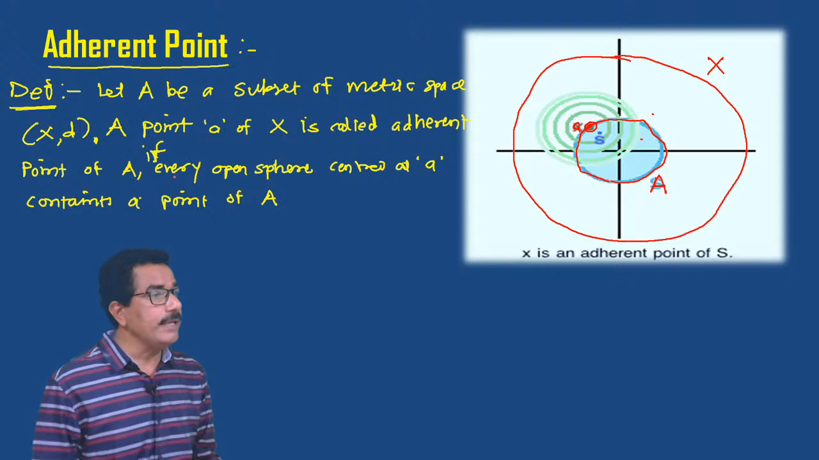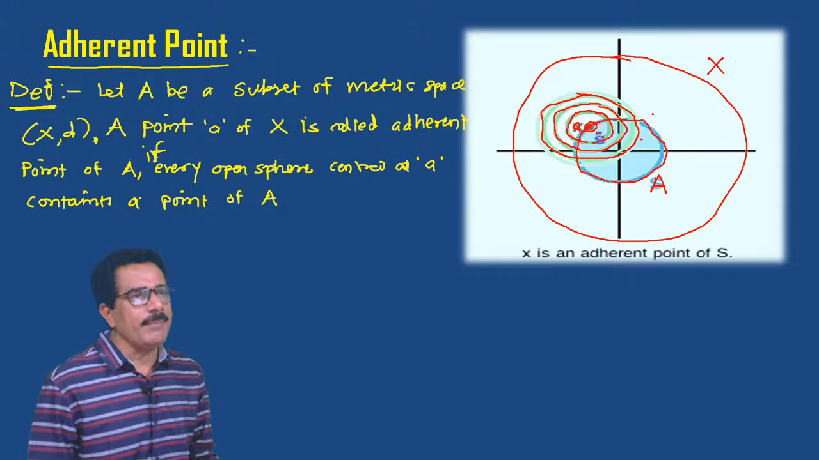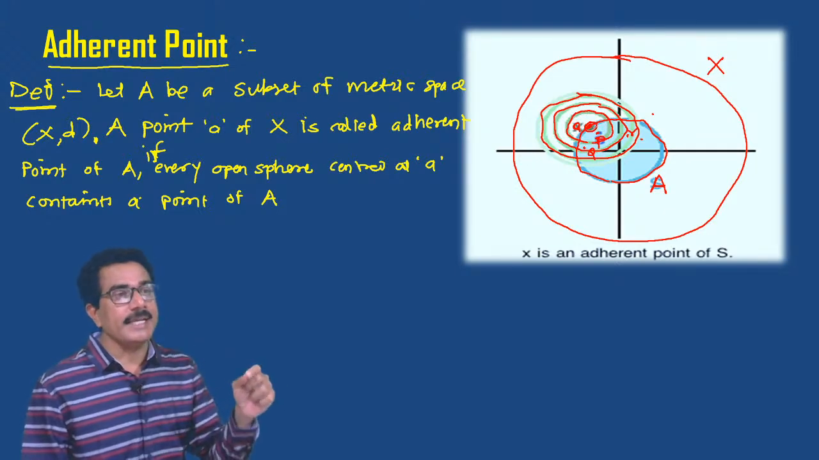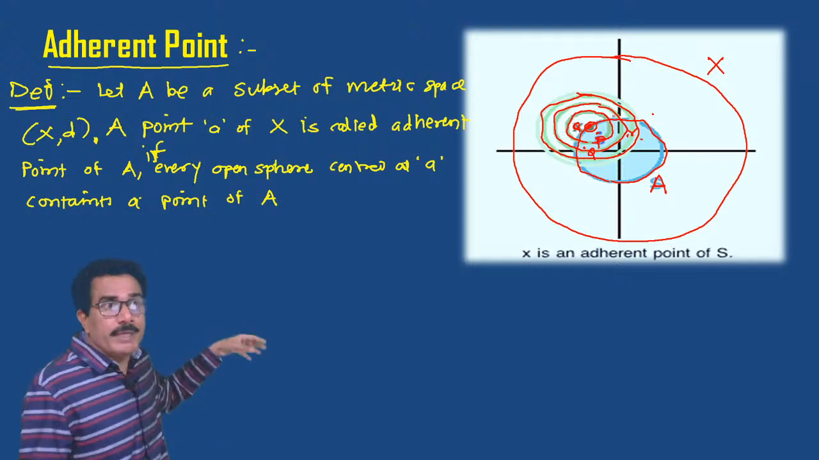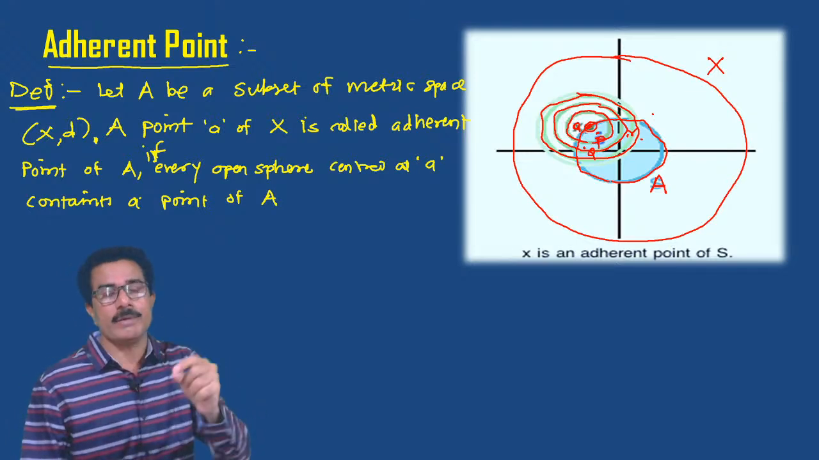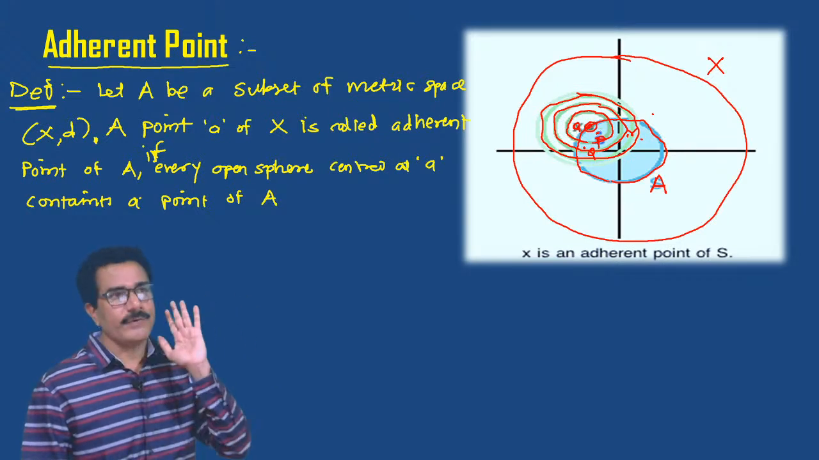If every open sphere, suppose these are the open spheres whose center is a, and having points, suppose this is a point P, this is Q, this is R, such that every open sphere centered at a contains a point of set capital A, at least one point. Then we can say that a is an adherent point of capital A.